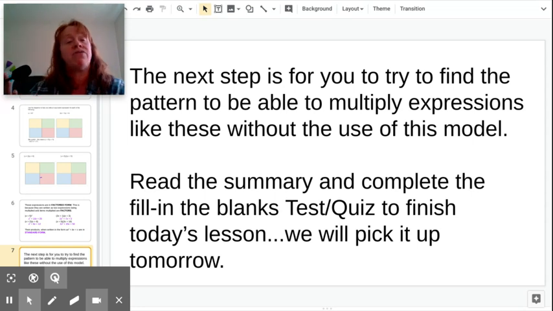So what I have for you next is that summary. You're going to fill in the blanks again. You're going to read through the summary, which is also going to be posted. And so you'll have the summary, and then you'll have the fill in the blanks. It's one of those test quiz, fill in the blanks, and then you're done for the day. But I want you to think about that, because we're going to come back to it on Friday and take a look and see where else we would end up using this stuff.